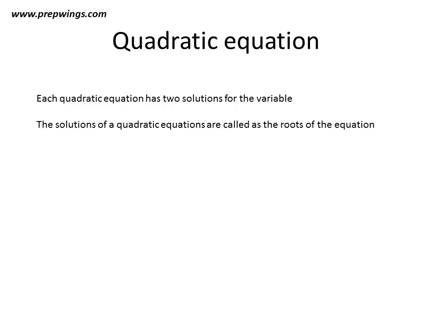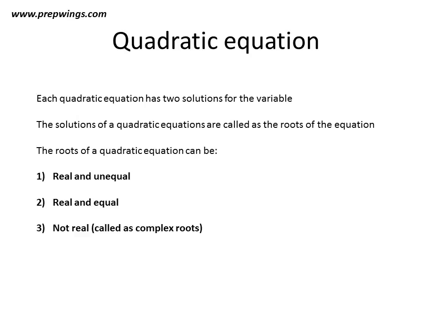Each quadratic equation actually has two solutions. For example, x square minus x plus 6 is a quadratic equation, and we'll have two solutions for x. These two solutions are called the roots of the equation. The roots can be real and unequal, real and equal, or not real. The not real roots are called complex roots, and that's out of scope for our course.